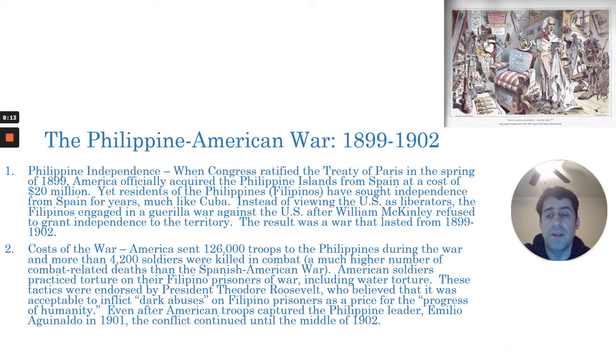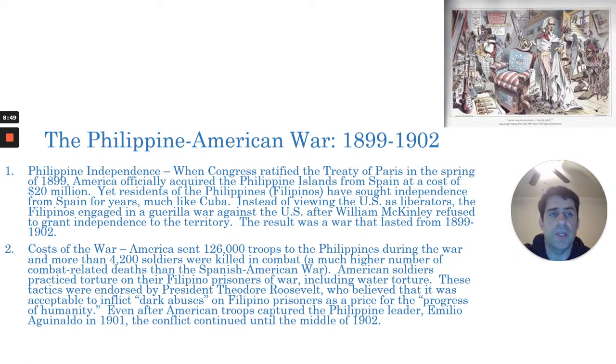Roosevelt believed that it was acceptable to inflict what he termed dark abuses on Filipino prisoners as the price necessary to pay for the progress of humanity. Again, that was how Roosevelt framed it, the progress of humanity. Even after American troops captured the Philippine leader, Emilio Aguinaldo, in 1901, the conflict continued until the middle of the following year, 1902, before it ended.